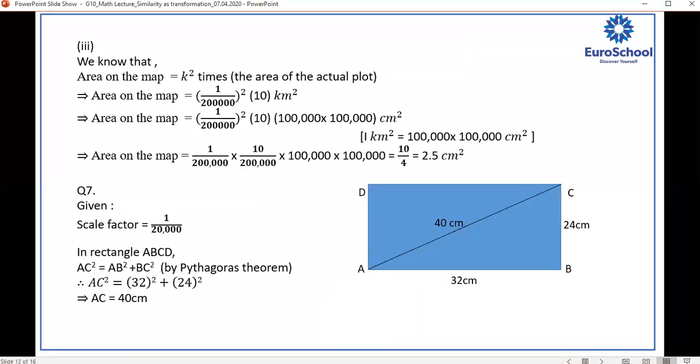Now, the third part says area on map. We have to find the area on map representing the plot, right? In actual, the area is given as 10 kilometers square. So, area on map is equal to k square times area of the actual plot, right?